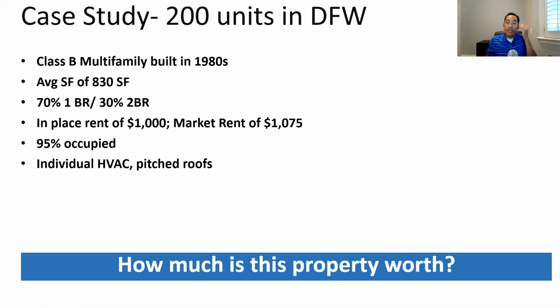So I used a 200 unit deal, a pretty standard deal, Class B multifamily, 1980s product here in Dallas. 70% one beds, 30% two beds. One-bed in-place rent is about 1,000, and then we think we can take the market rent to about 1,075. It's 95% occupied today. Individual HVAC, pitch roof, just your standard property. So how much is this property worth? That's what we're going to dive into today and see how the different parts of the underwriting can affect the valuation.